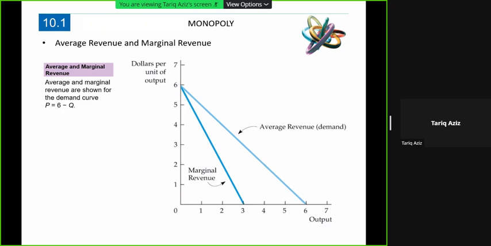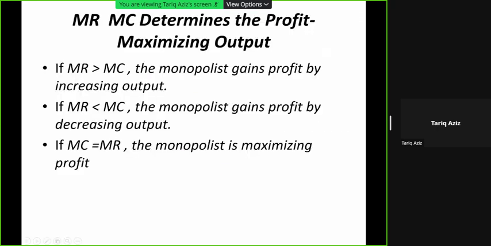Average revenue and marginal revenue. This is how the average revenue of a monopolist looks. If MR is more than MC, the monopolist gains profit by increasing output. If MR is less than marginal cost, the monopolist gains profit by decreasing output. If MR is equal to MC, the monopolist is maximizing the profit. So the level at which a monopolist maximizes its profit is where MR is equal to MC. That is the point of maximum profit for the monopolist.